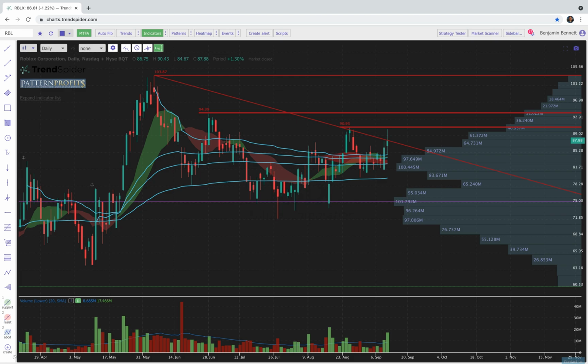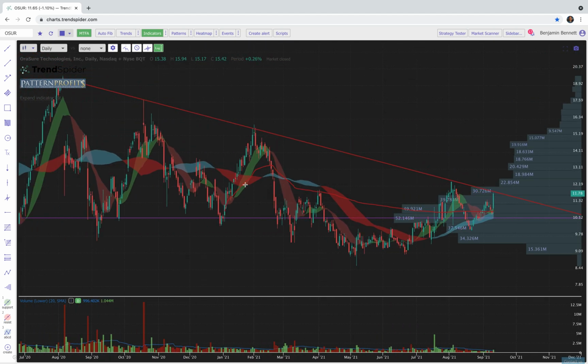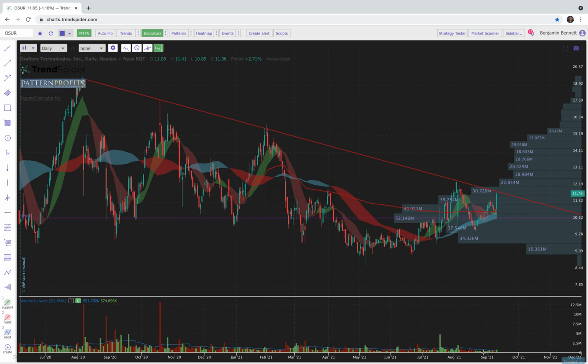Let's also take a look at OSUR, Orashore. This is another one that had a big day, pocket pivot on Friday. Again, a pocket pivot is the big volume like you see here, highest in 10 days. You have this big descending trend line that dates back, what is that? Dates back to August of last year, and price is right up against that descending trend line after tagging it several times.